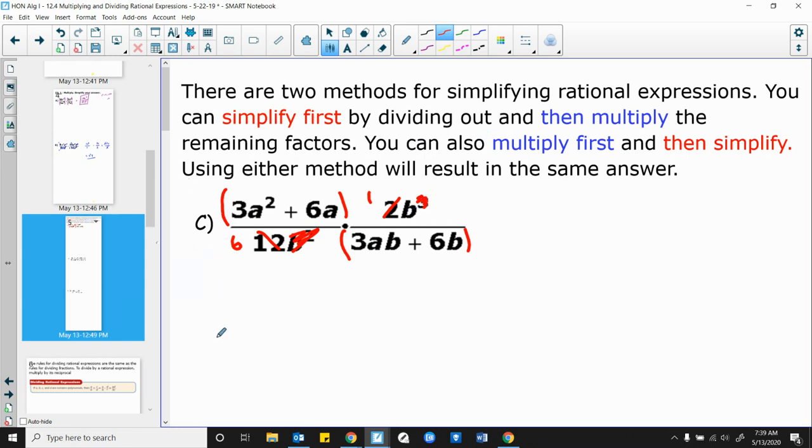Okay, so once I get to this step, I like to kind of organize a little bit. And by organizing, what I do is I like to just write what I have left. So in this case here, I have 3a squared plus 6a over 6 times b, or 1b. I'm just going to put b over 3ab plus 6b. Okay, so we have that.